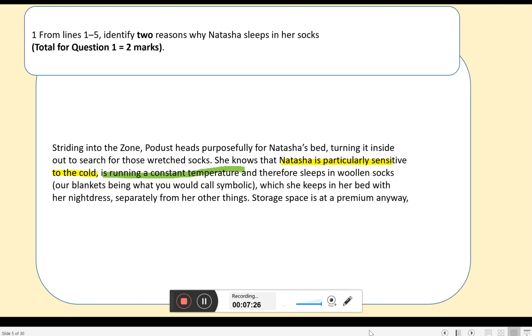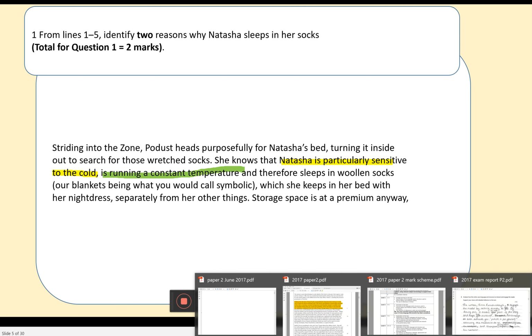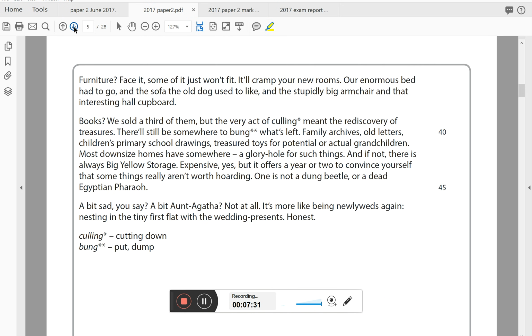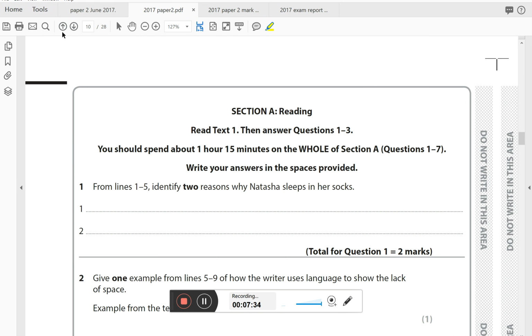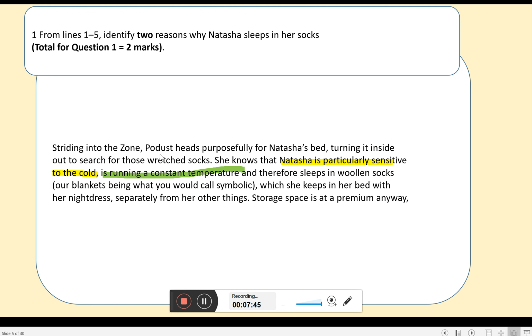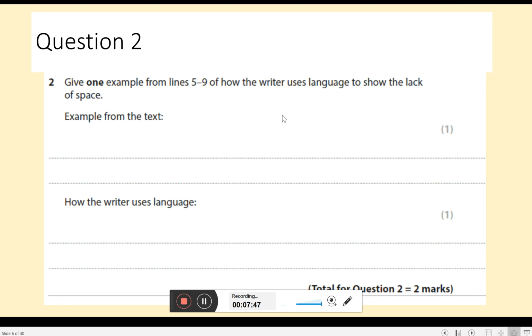Okay, so all you do is just write those in the space provided on the exam paper. So if we flick forward to that, here you go, you just write she's sensitive to the cold and she's running a temperature, and then you've got the answers there. Okay, so if we go to the next one, the next question is give one example from lines 5 to 9 of how the writer uses language to show the lack of space. And here you need to first of all give the example and then explain how the writer uses language. Okay, so this is lines 5 to 9.